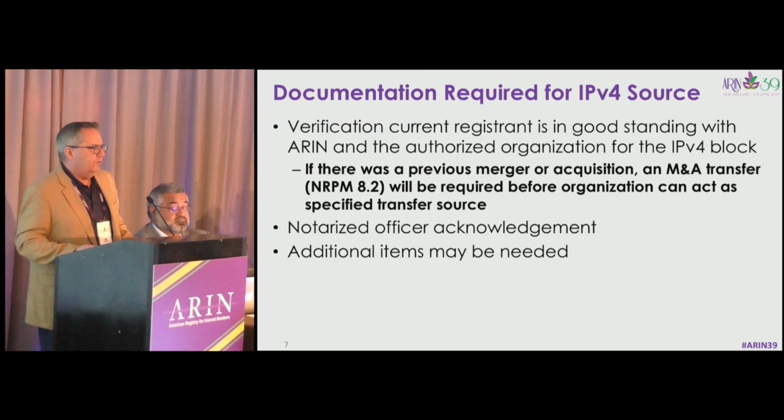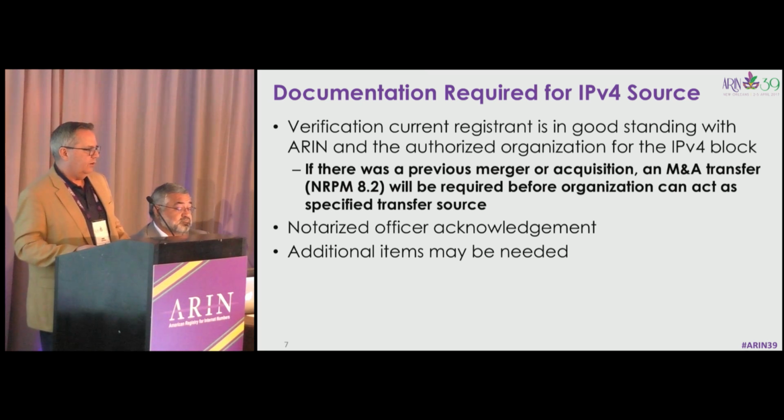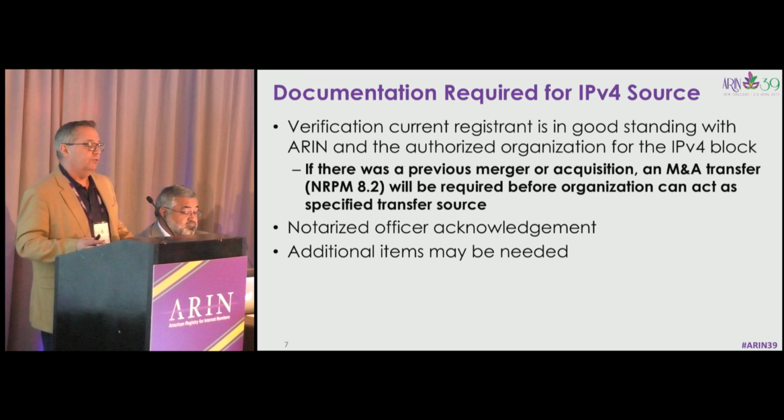Okay, documentation required for a source: verification that the current registration is in good standing, all fees paid, and that they are the authorized organization for the IPv4 block. If there's a previous merger or acquisition that hasn't been recorded, hasn't been updated in the registry, then an M&A transfer will be required before the organization can transfer under 8.3 or 8.4. There's a notarized officer acknowledgement required, and additional items could be needed, and those are usually with making sure that is the authorized organization with the authority to transfer that block.